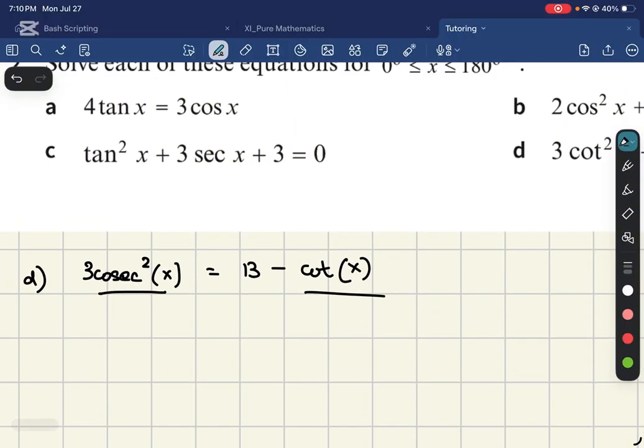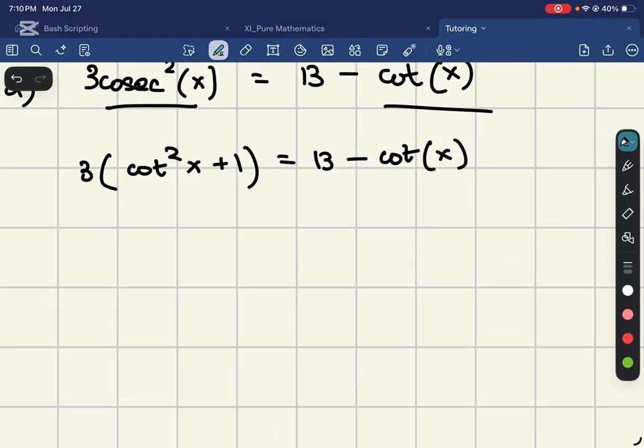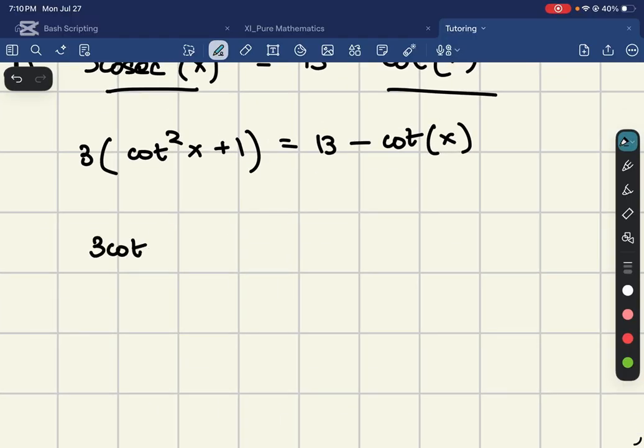Well, to do that, we must remember that cot squared x plus 1 is equal to cosecant squared x. All right. And now that we know that, we can just substitute this expression here. This is just 3 times cot squared x plus 1 is equal to 13 minus cot x. All right. So now if we simplify this, we get this expression.